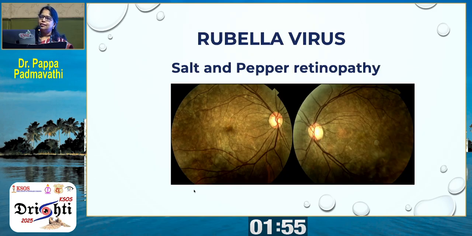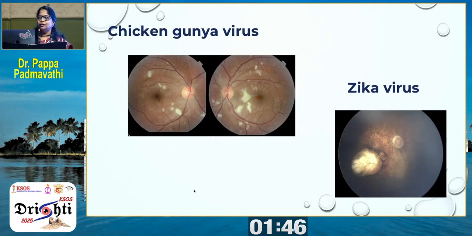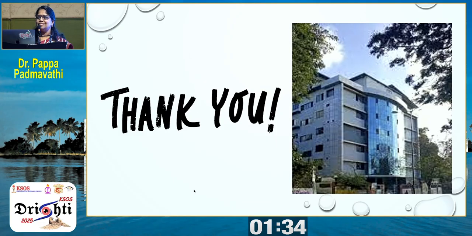Rubella virus affects the fetus in utero, and the child is born with salt and pepper retinopathy. Even adults can have a rubella virus infection. Chikungunya causes multifocal chorioretinitis, and it is treatable, and Zika virus also causes focal chorioretinitis. So these are some of the common lesions. Thank you for the patient hearing.